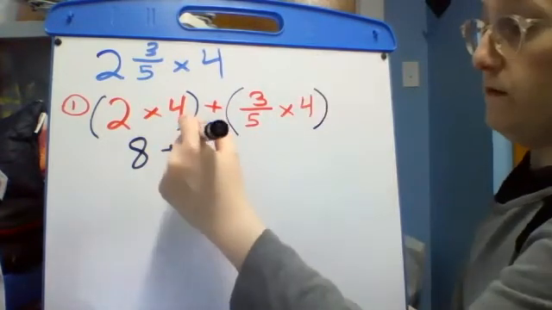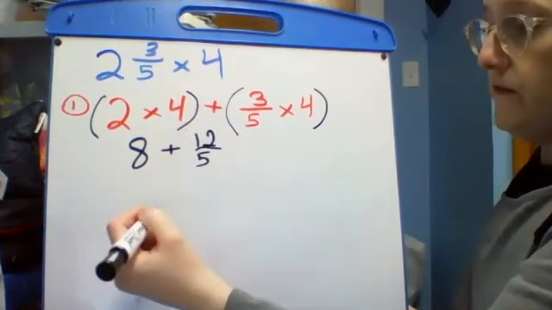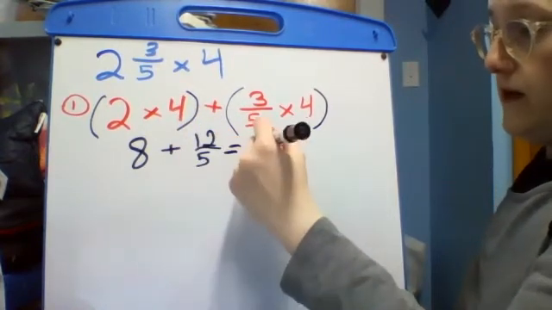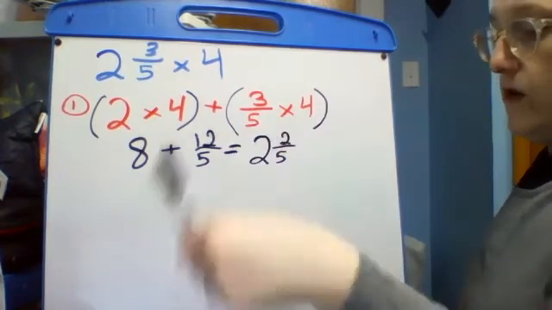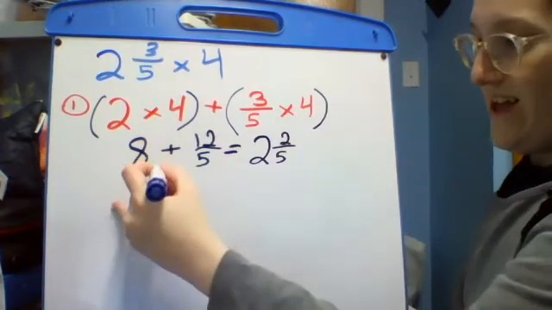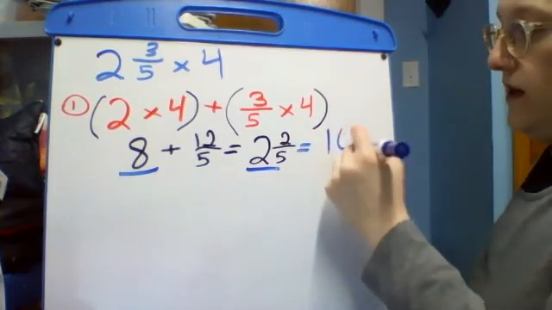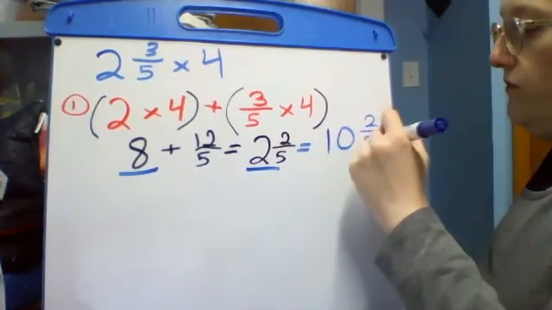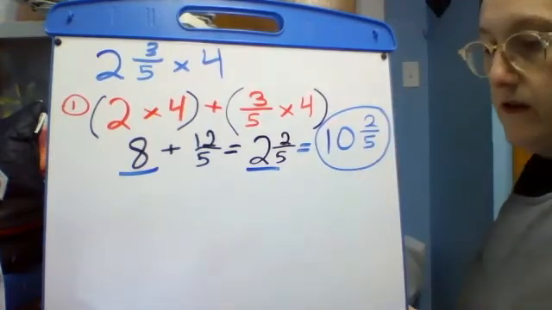3 times 4 would be 12. So 12/5. 12/5 is the same thing as 2 wholes and 2/5. So we're adding 8 plus 2 2/5, we get 10 2/5 as the product using our first method.